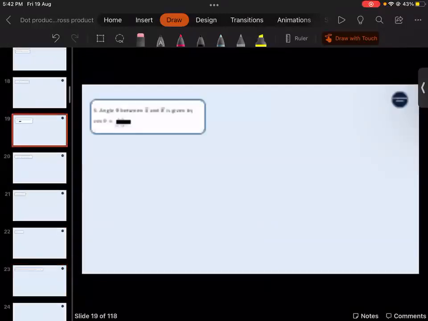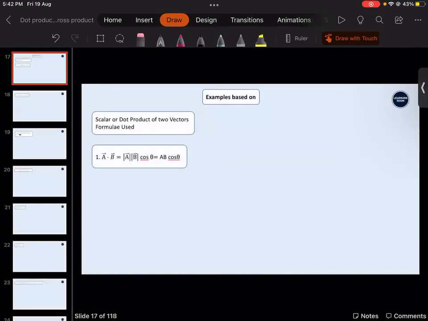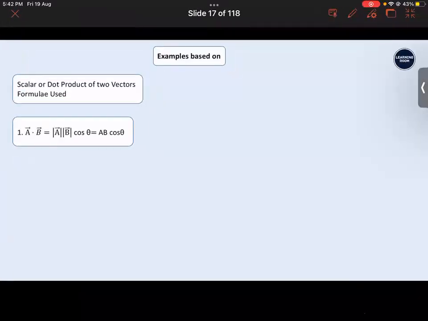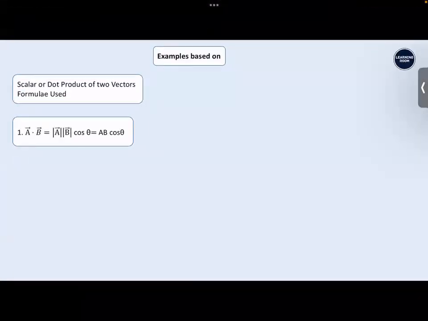Now see. The first formula that we will be using is A vector dot B vector is equal to mod of A vector into mod of B vector into cos theta.